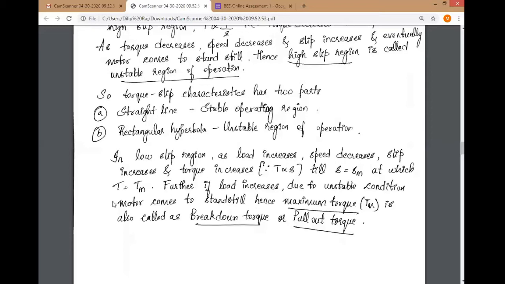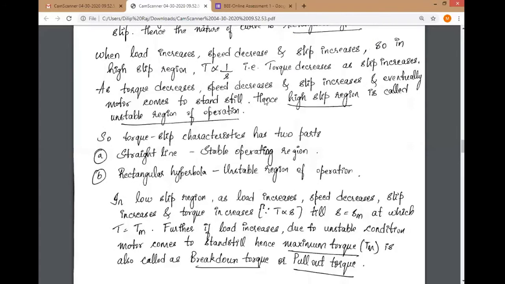If the value of torque exceeds this value, the motor comes to standstill. That is why it is referred to as breakdown torque. So in the low slip region, because of the directly proportional relation, as load increases, the slip increases, and torque also increases, which is compatible with the load change.